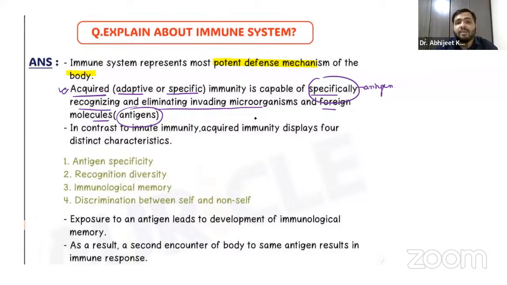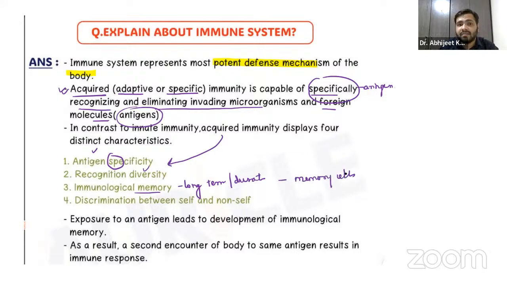Now this acquired immunity has four characteristics that I have already told you. It is specific to a particular antigen, right? Recognition diversity is there. Immunological memory, I told you it's long term, it stays for a long duration. So it has these memory cells, and it is able to differentiate between the own self and the antigens, right?